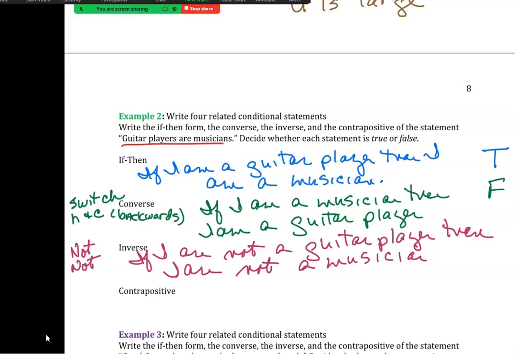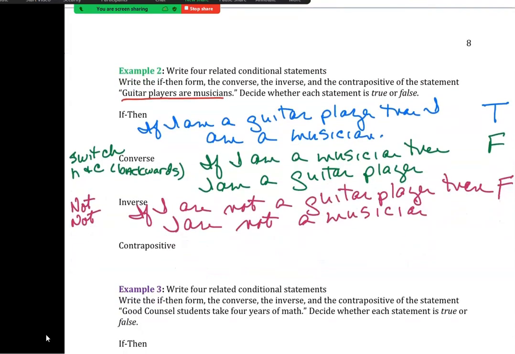What do you think about that? If I'm not a guitar player, I could be a piano player. So I think this is false. And then we have one more, the contrapositive.